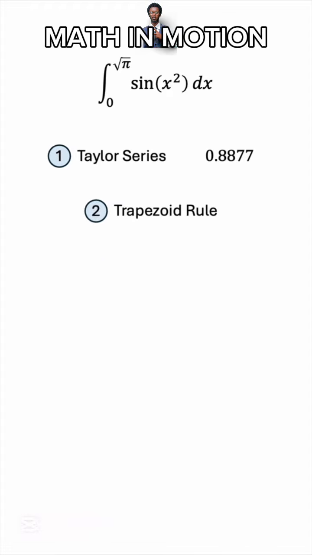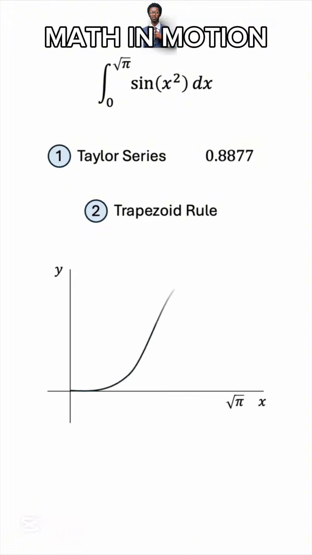Method 2 is the trapezoid rule. If we were to sketch a graph of sine x squared, it will look something like this. My sketch is not the best, but this gives you the idea. So the integral from 0 to radical pi is the area under the graph. And we can approximate this area with trapezoids.